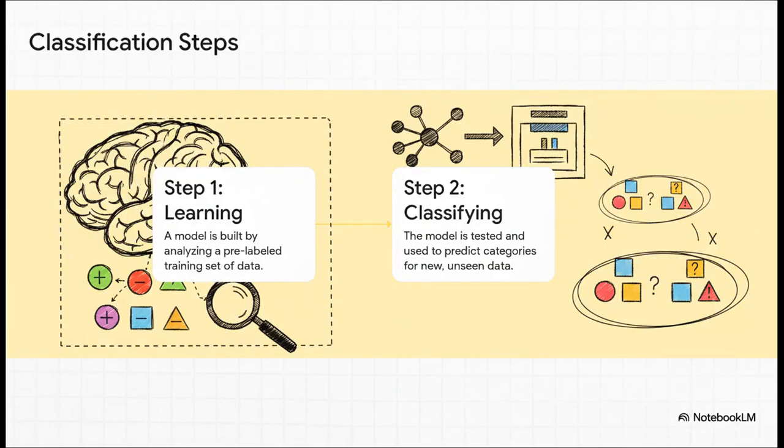And here's the game plan, laid out nice and simple. Step 1 is the learning step. This is where the model does its homework. We feed it a training set. That's just a bunch of data where we already know the right answers. See, that's why it's called supervised learning. We're literally supervising the machine, showing it what's what. Then comes step 2, the classification step. This is the final exam. We test the model on data it's never seen before to see if it actually learned anything. If it passes, boom, it's ready for the real world.